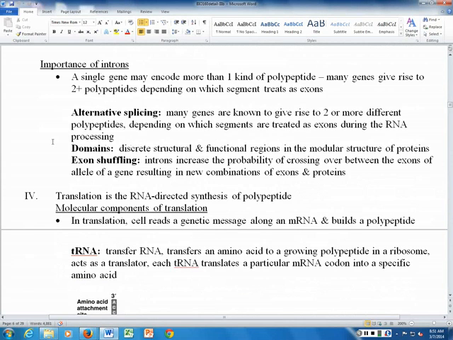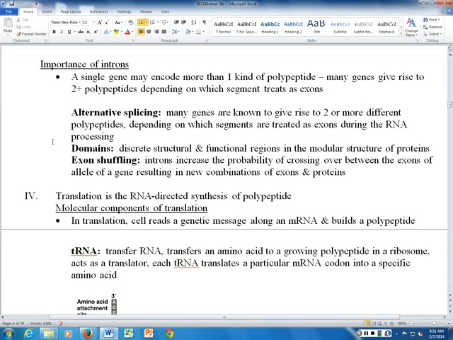So alternative splicing is these different combinations, or different alternatives, that you can get by splicing that pre-mRNA. You can actually give rise to 2 or more different polypeptides depending on what you treat as an intron and what you treat as an exon. The domains are the discrete structural and functional regions of the protein, the modular protein.